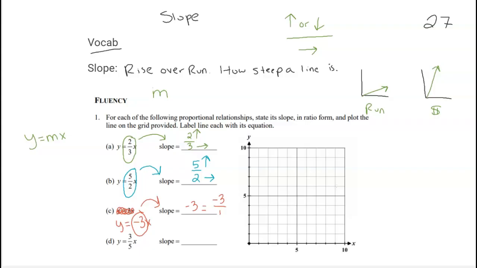So negative 3. In this case, because I have a negative, I'm not going to go up, I'm going to go down. And then 1 always to the right. I don't care if the number is negative, we're going to use that for going down. Don't worry about graphing this one.